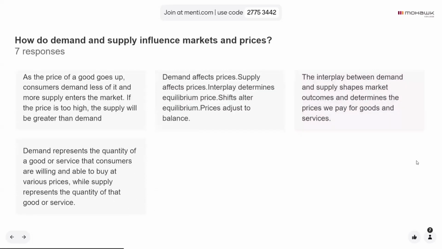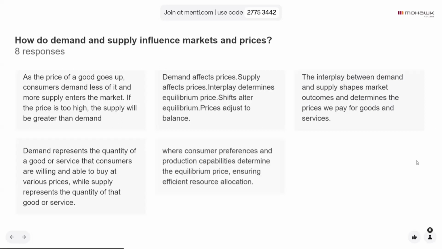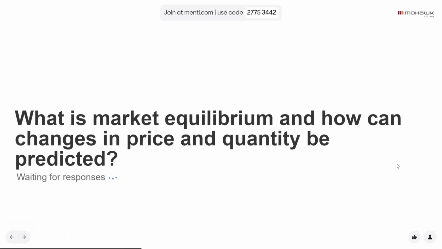Demand represents the quantity of a good or service that consumers are willing and able to buy at various prices, while supply represents the quantity of that good or service producers offer. Consumer preferences and production capabilities determine the equilibrium price, ensuring efficient resource allocation. What is market equilibrium, and how can changes in price and quantity be predicted?